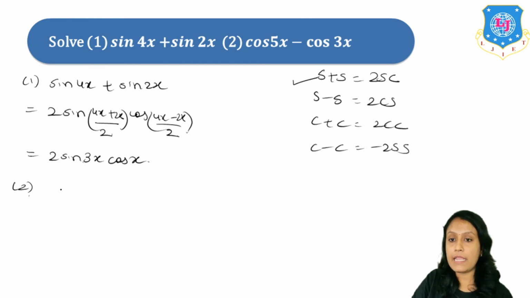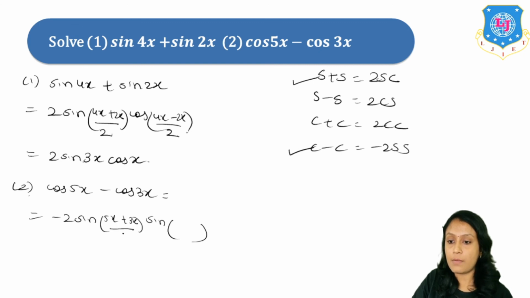Okay. Next one is cos 5x minus cos 3x. Now c minus c, so we will use this formula, that is minus 2ss. So minus 2ss means sine, sine. In the first bracket add, so 5x plus 3x upon 2. In the second, subtract upon 2, right? Simplify, so minus 2, here we have 8x upon 2, so you will get sine 4x, and here 5x minus 3x means 2x upon 2, so you will get sine x.